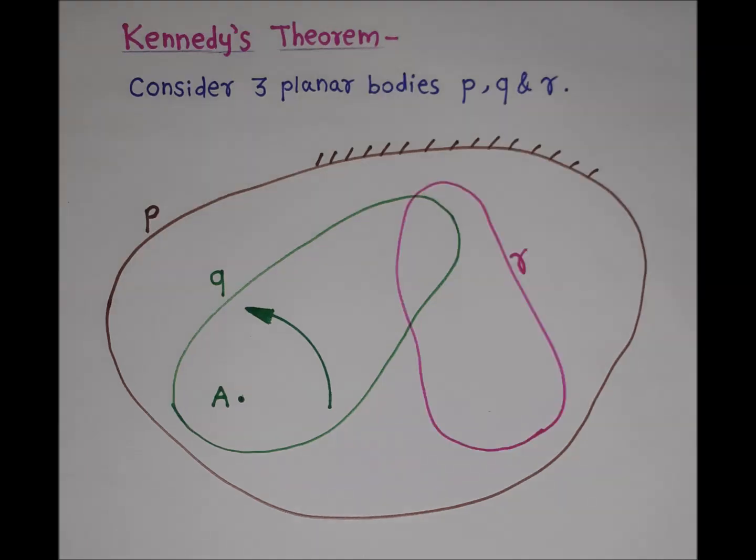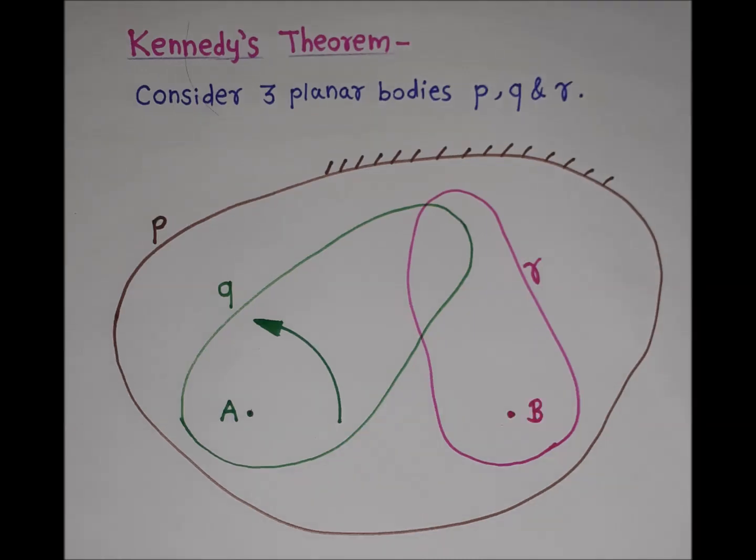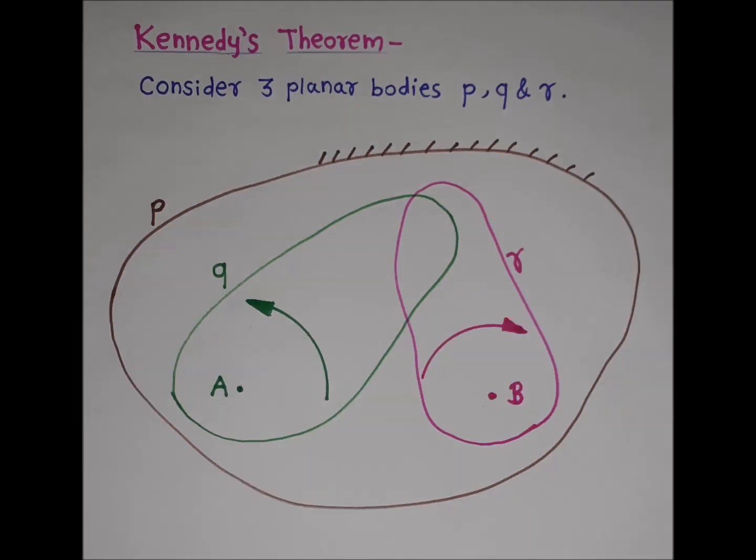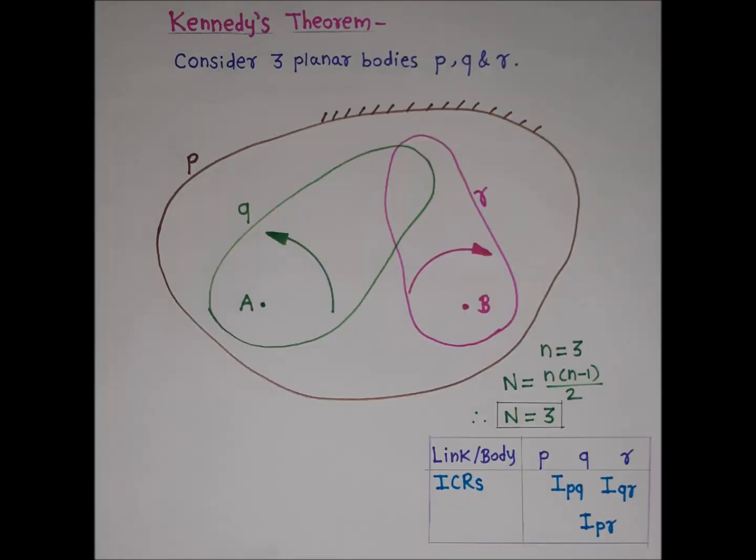Planar body R is shown and it is rotating about point B in clockwise direction. Means we can say there is a turning pair between planar body P and R at point B. Here we are having three planar bodies or links P, Q and R.